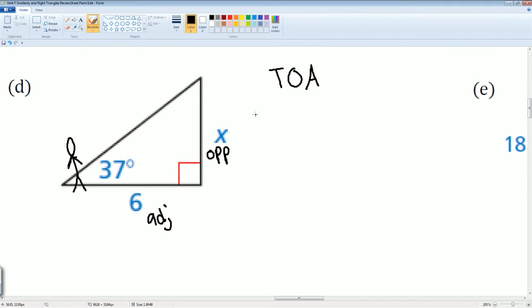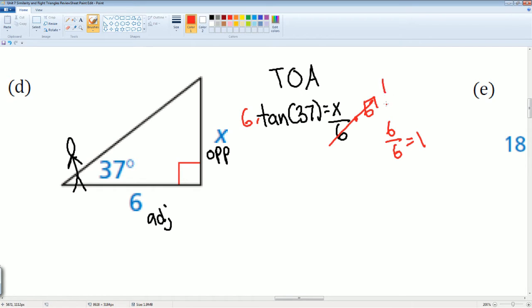This allows me to set up my trig ratio. T stands for tan, so I write TAN. Put the angle 37 degrees. This is going to be equal to my opposite, which is x, divided by my adjacent, which is 6. Now I'm going to multiply this 6 to both sides. Why? Because 6 over 6 becomes the number 1. So this disappears to be the number 1. That's the reason why I multiply by 6. I'm trying to get x alone. What do I have? I have 6 times tan 37 degrees is equal to my x. I can now plug this into the calculator.